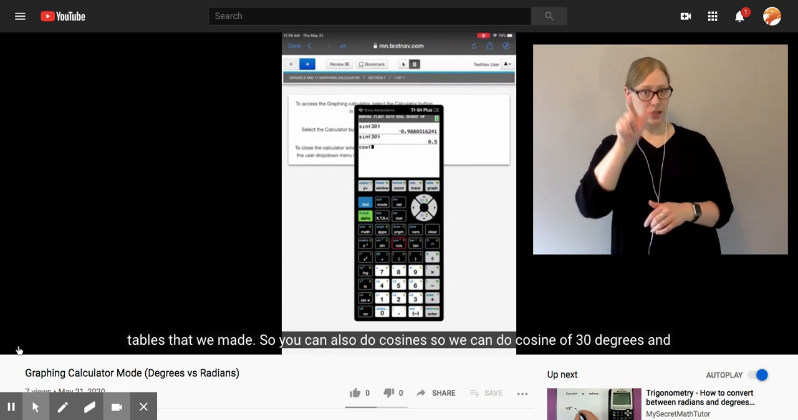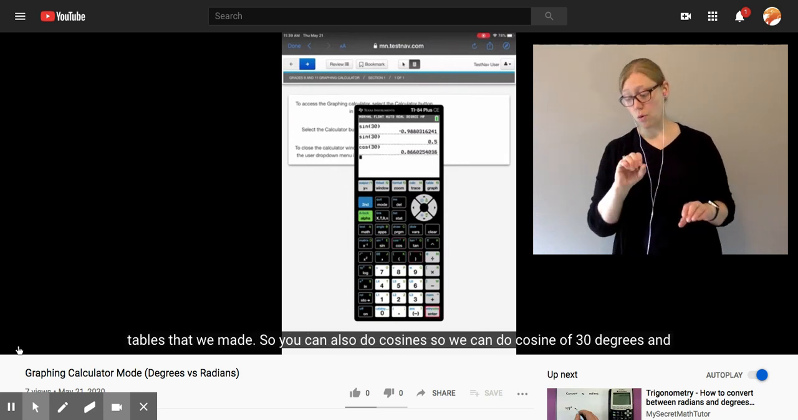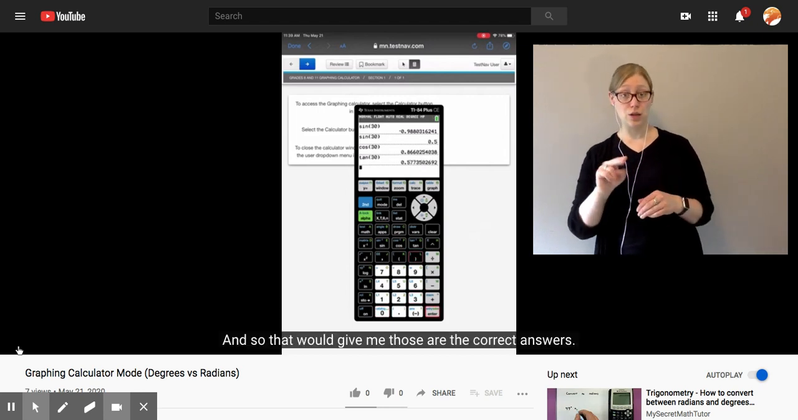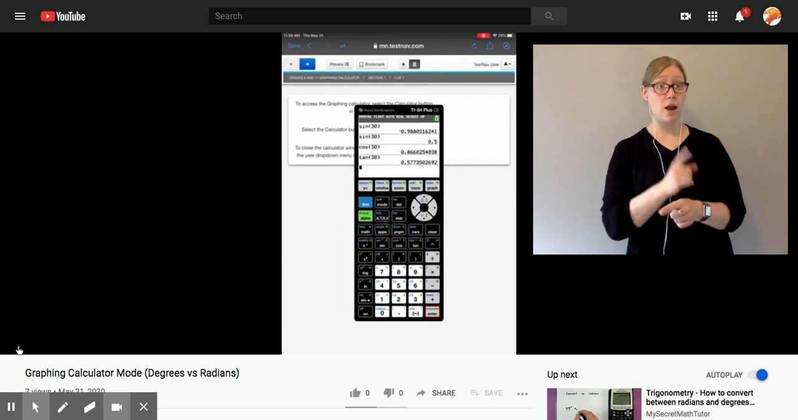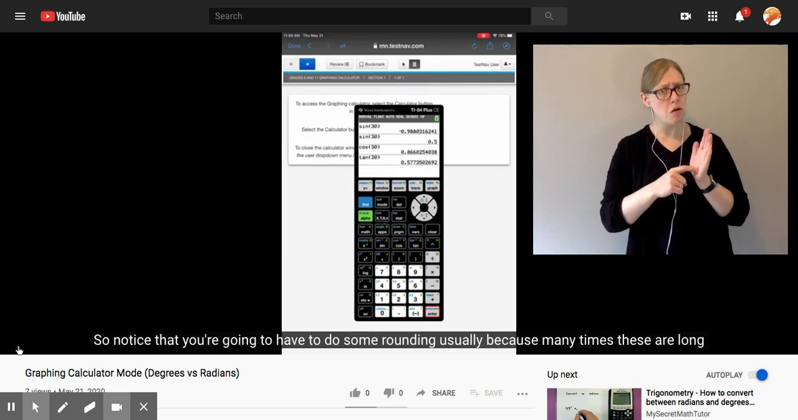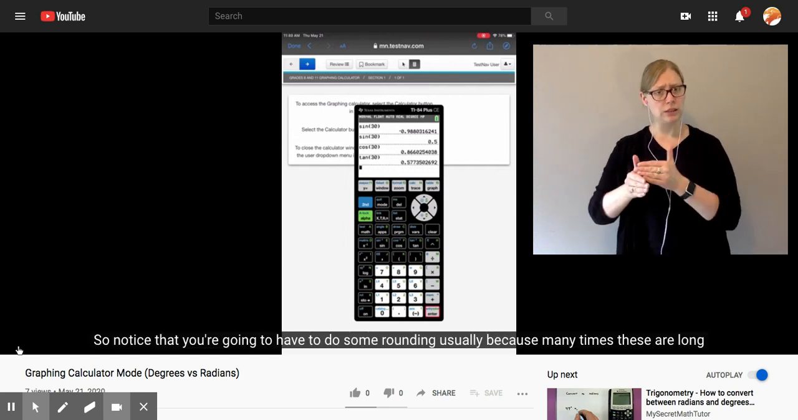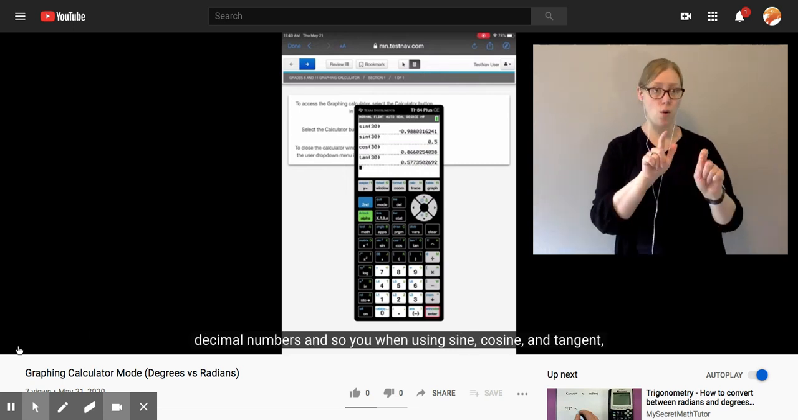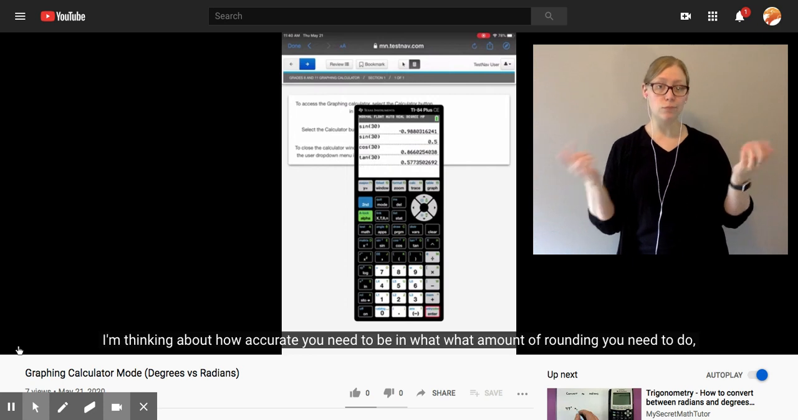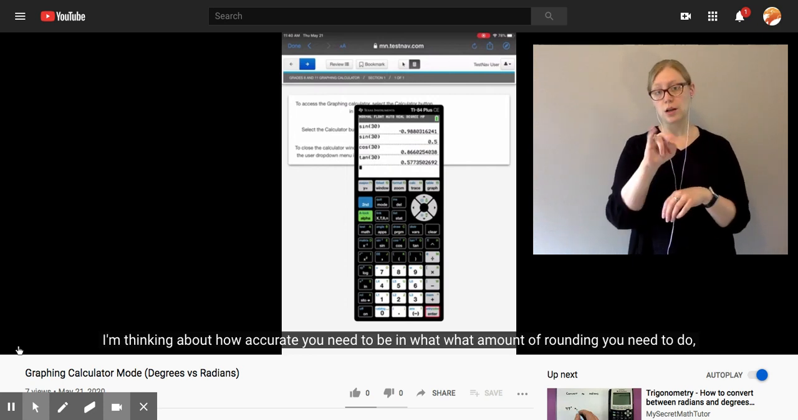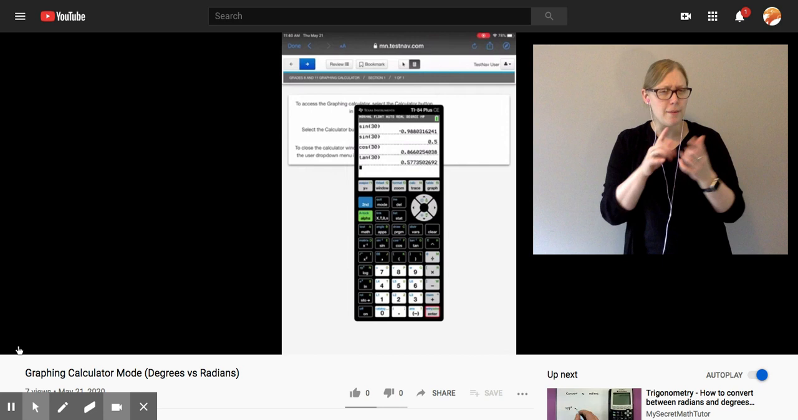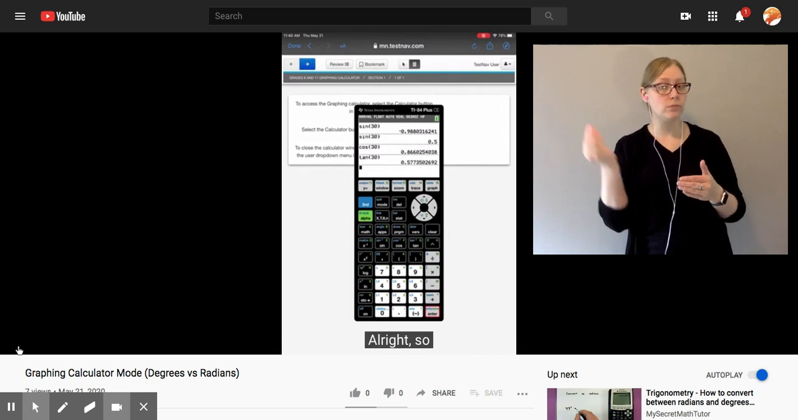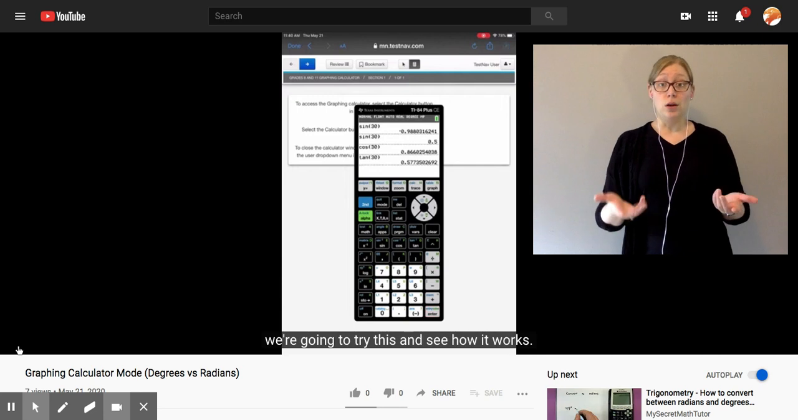So you can also do cosine. So we could do cosine of 30 degrees, and I could do tangent of 30 degrees. And so those are the correct answers. So notice that you're going to have to do some rounding usually, because many times these are long decimal numbers. And so when using sine, cosine, and tangent, how accurate you need to be and what amount of rounding you need to do is something that has to be in your mind. All right, so we're going to try this and see how it works.